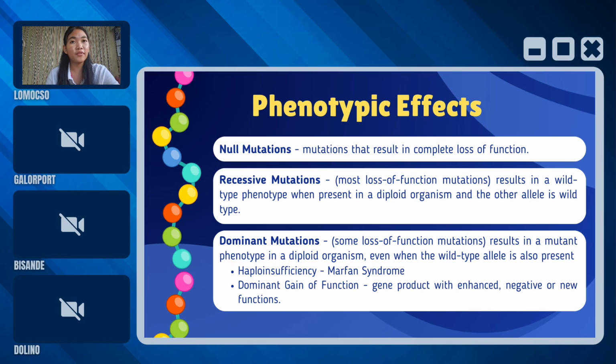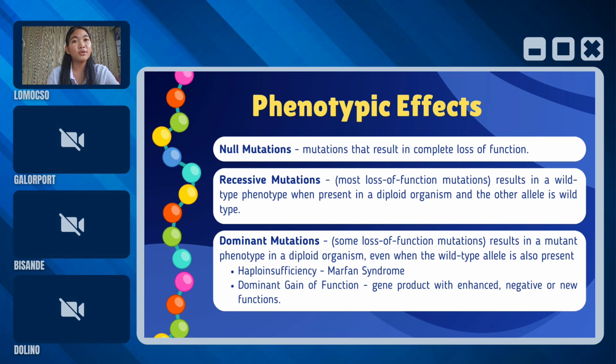They result in a wild-type phenotype when present in a diploid organism and the other allele is wild-type. So for the mutant phenotype to be expressed, both copies of the gene in a diploid organism must have the mutation. Next, we have the dominant mutation. It results in a mutant phenotype in a diploid organism even when the wild type is also present. So a single copy of the mutated gene is sufficient to cause a noticeable effect or trait.